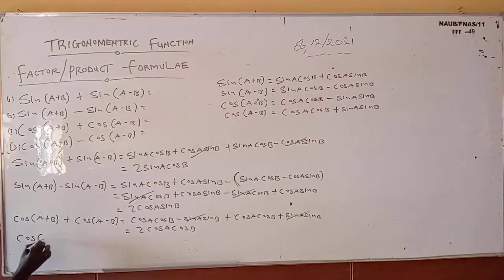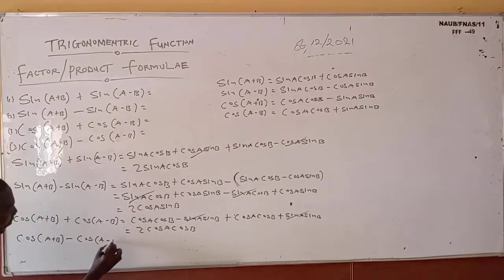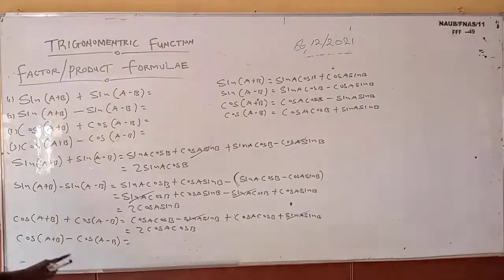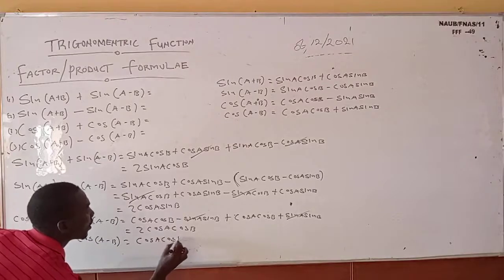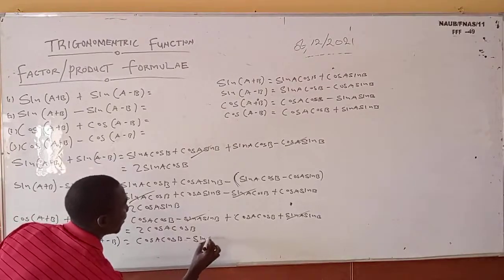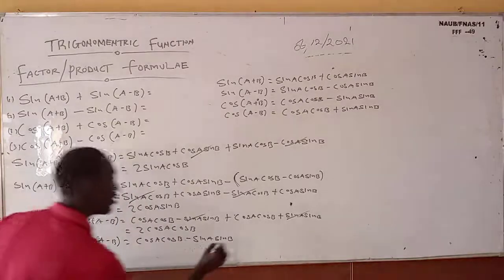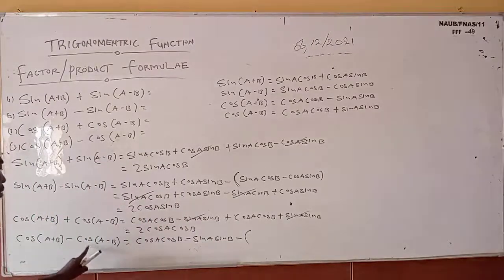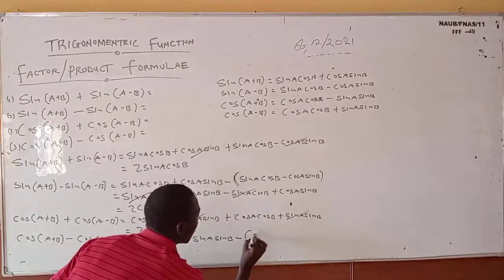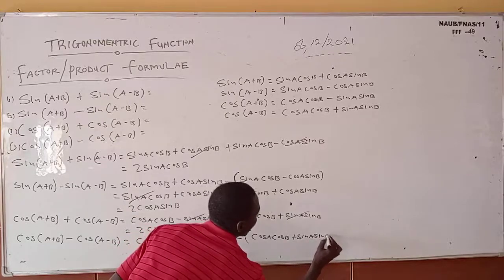Cos A plus B minus cos A minus B. Cos A plus B is also there, which is still what? Cos A cos B minus sine A sine B. Don't forget this minus. Note it. When you write your minus, then you introduce your bracket. Then you write the expression for this cos A minus B. Cos A minus B is still what? Cos A cos B plus sine A sine B.